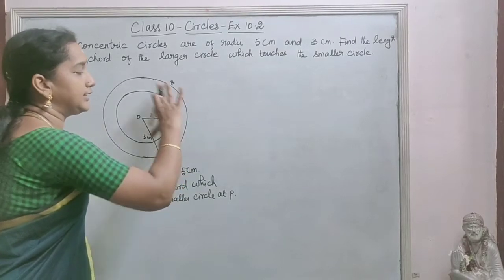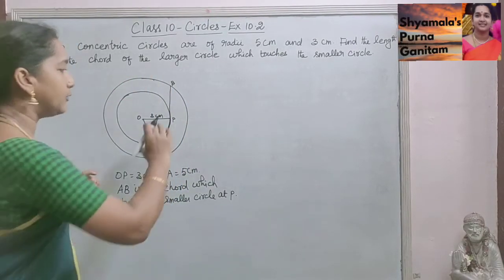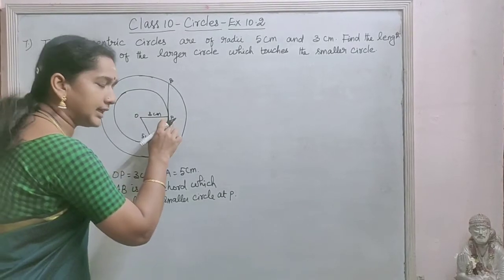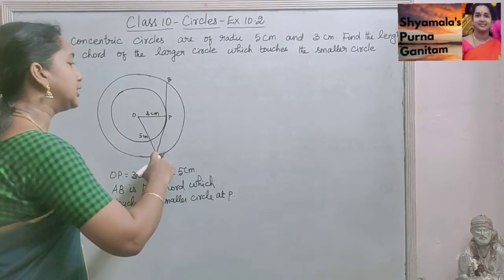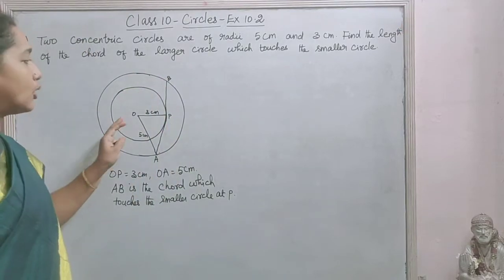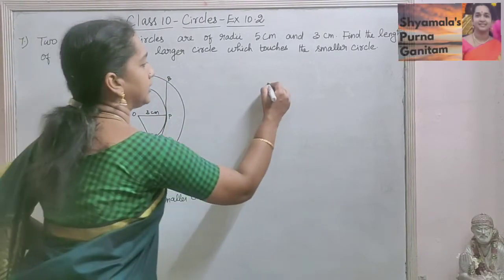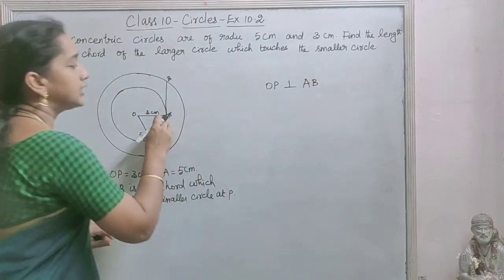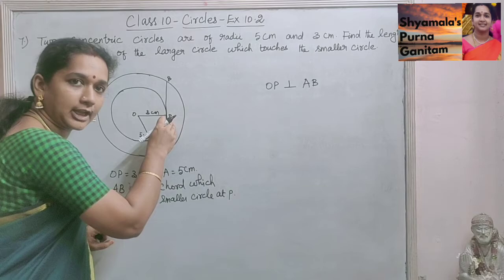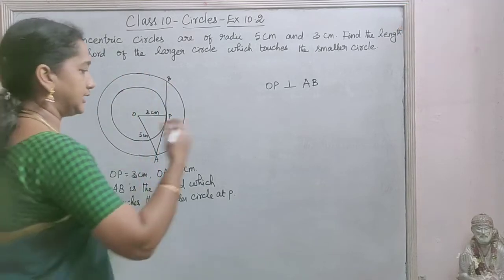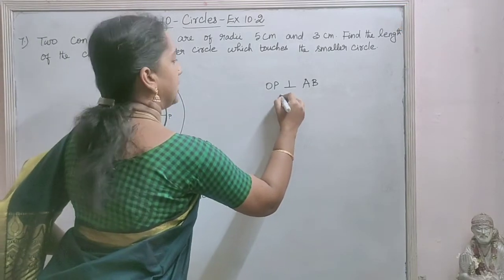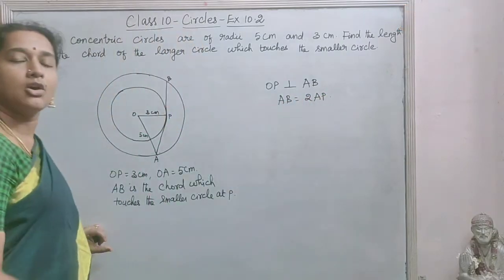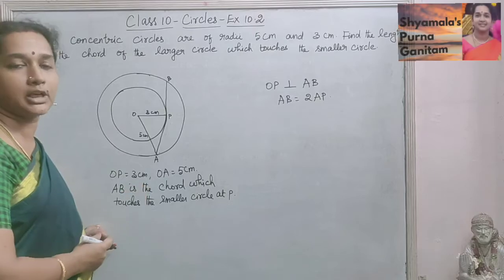So if we want to find the length of the chord AB, we will find the length of AP. We know that OP is the radius that is perpendicular to the chord. AB and OP are perpendicular to each other. OP is perpendicular to AB, and the point of contact, that is, this perpendicular line also bisects the chord. That is, AB is equal to 2 times AP. Okay, all these things are circle properties.